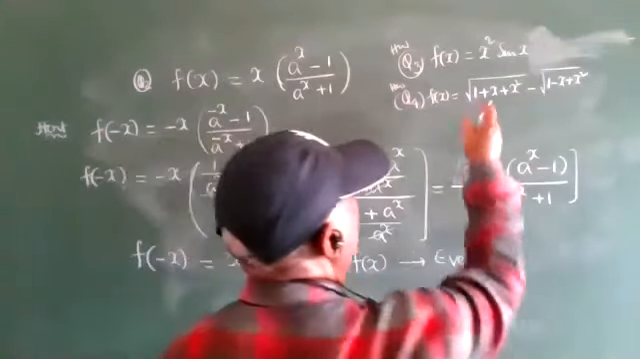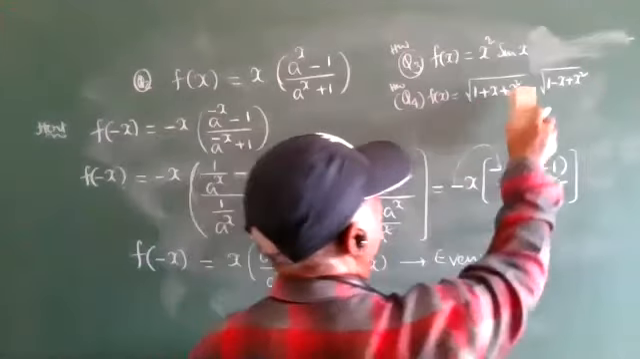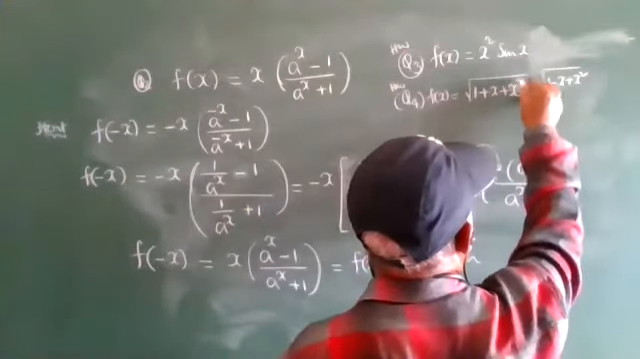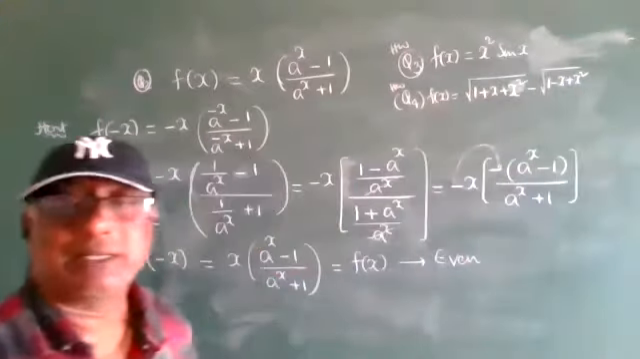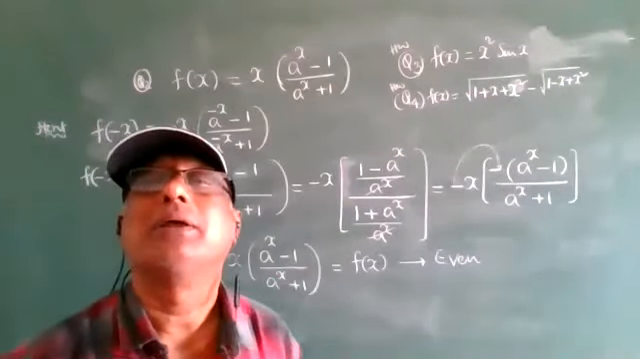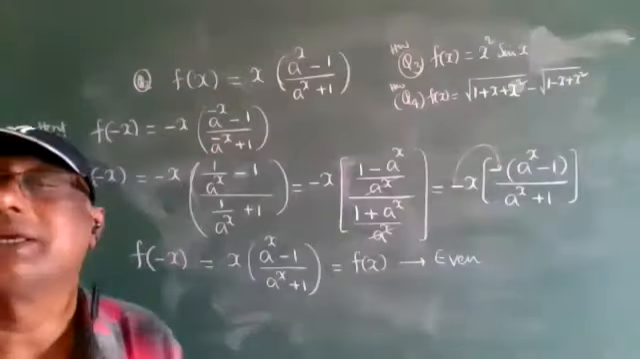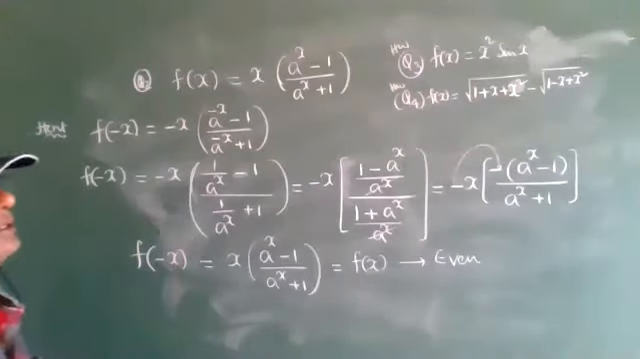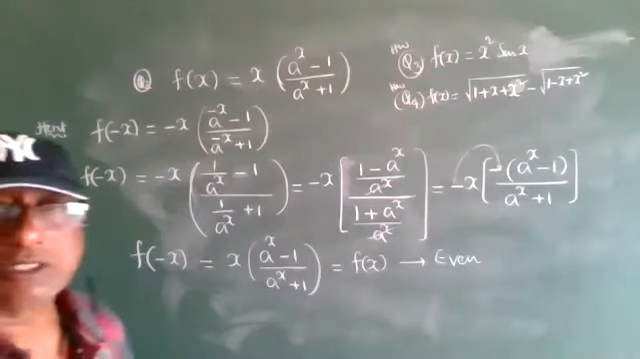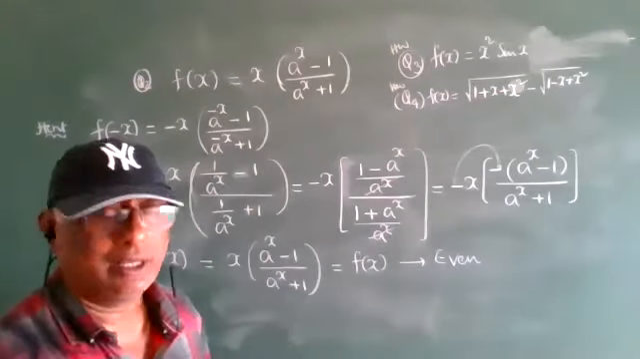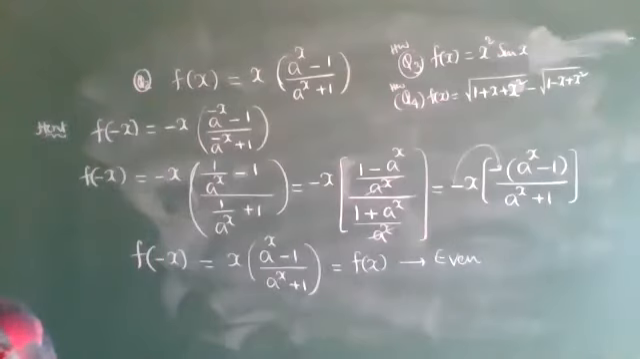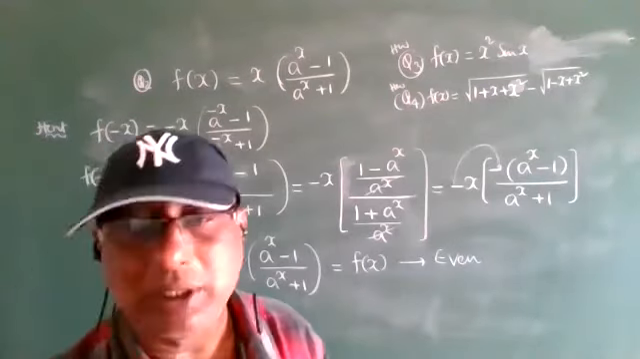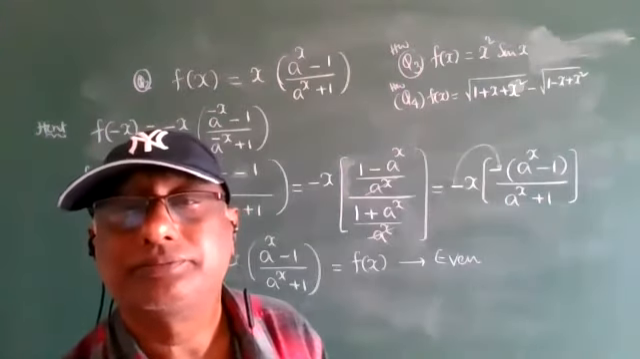The fourth question is root over (1 plus x square plus x) minus root over (1 minus x plus x square). Okay? So do these two problems, everyone. If anything is not clear, you can ask me and I will do it once again. Next, I will go through the theoretical problems. Everyone observe.